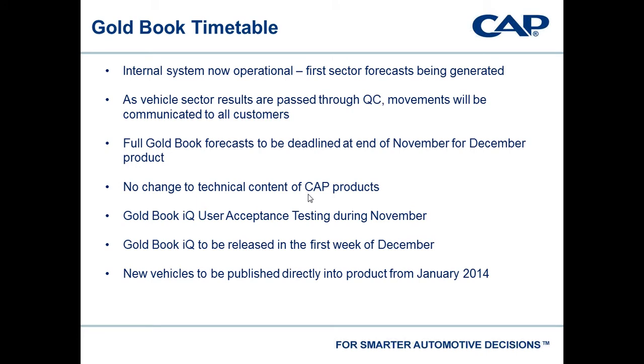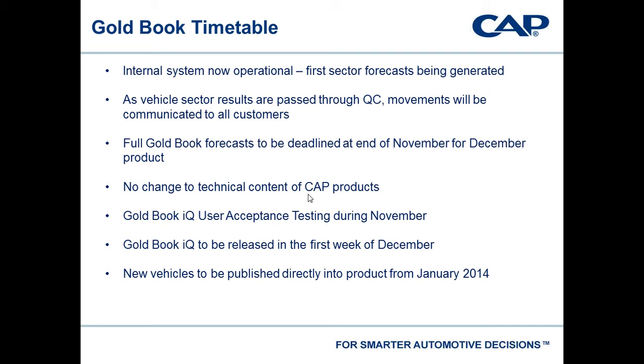In terms of timing, the internal system is operational. I mentioned, I think at the beginning of the call, we've just about finished upper medium. That is in quality control now. And as vehicle sectors are passed through quality control, then those expected movements will be communicated to everybody as soon as we can. So as soon as the sector's finished, we're going to push that out to all customers. The full deadline is end of November for December product. We move from monitor forecasts to Goldbook forecasts.